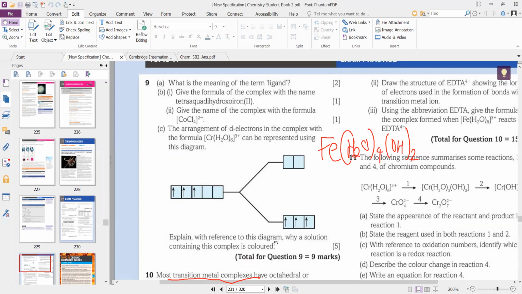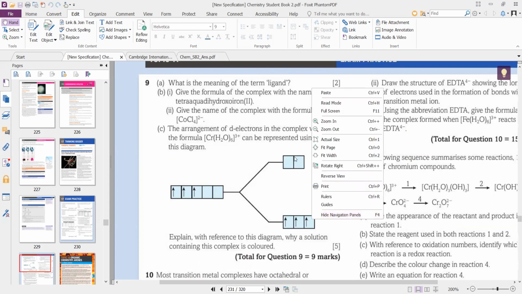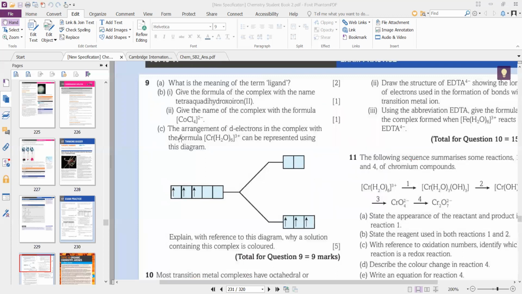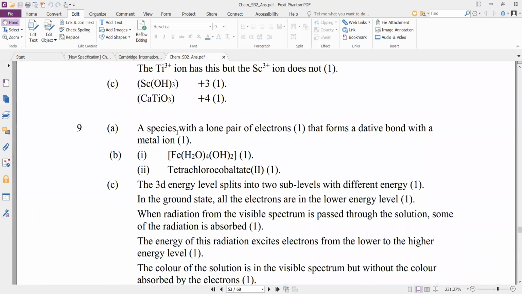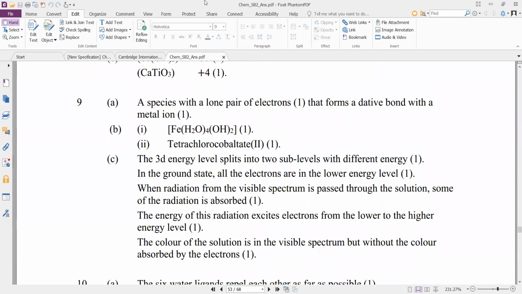Okay. Explain with reference to this diagram why a solution containing a complex is colored. The ligand causes the d orbitals to split into two different energy levels. An electron in the lower level will absorb energy from visible light and move to a higher level. The color complementary to the absorbed color can be seen. If you want, you can write this sample answer.